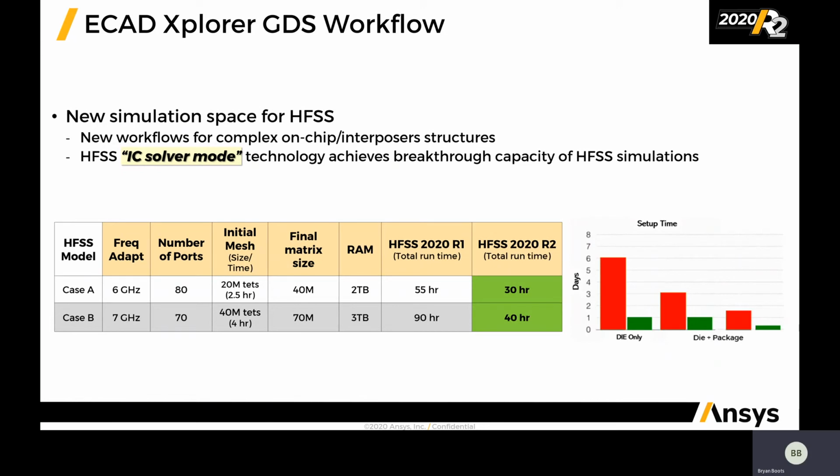And if we look at what this means, we're generating case A, 20 million tets with 80 ports, a converged matrix size of 40 million unknowns on a distributed cluster environment with 2 terabytes. We can solve that now in 30 hours. And case B, 40 million tets, so 2x initial mesh size, 10 fewer right-hand sides, converged mesh of 70 million unknowns, required 3 terabytes of distributed RAM, and we're solving that in well less than 2 days, at 40 hours.